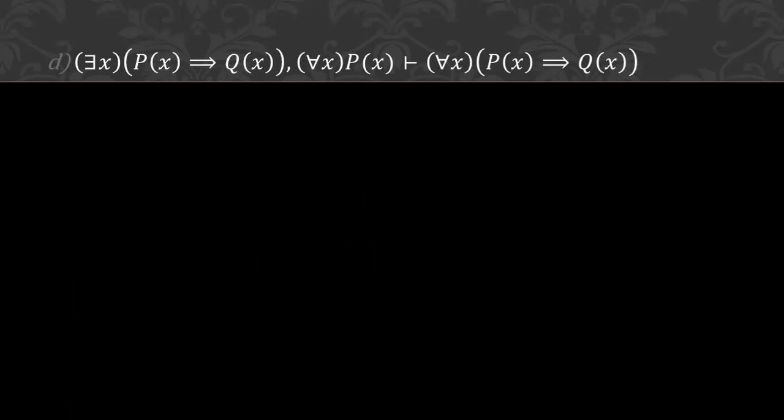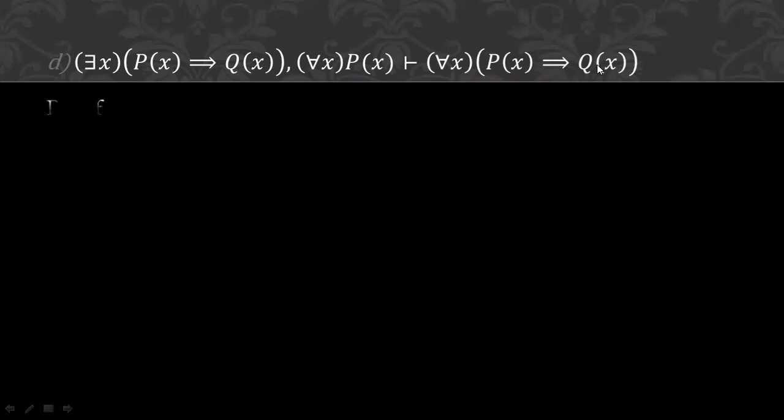Okay, the last example for formal proof of arguments is this argument containing existential and universal quantifiers with open propositions p of x and q of x. The first premise is: there exists at least some x, or simply for some x, p of x implies q of x. The second is: for every x, p of x. And the conclusion is: for every x, q of x.